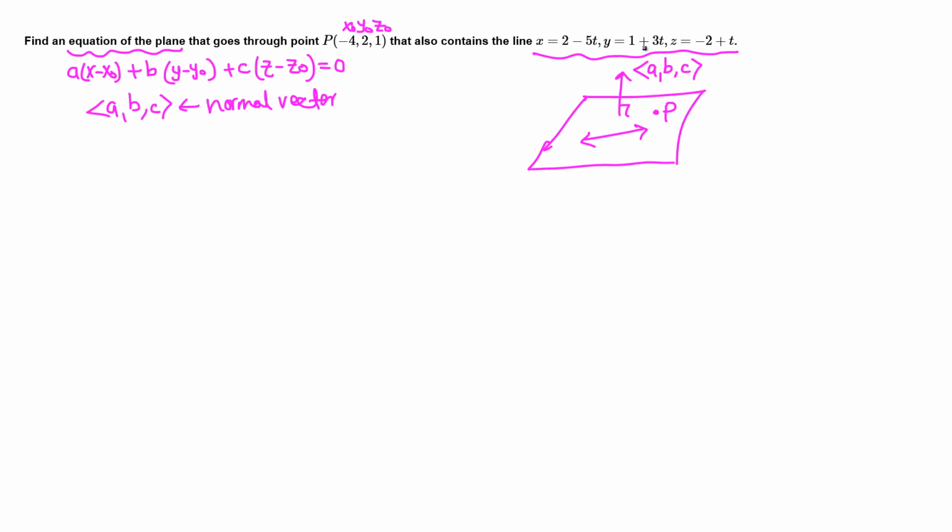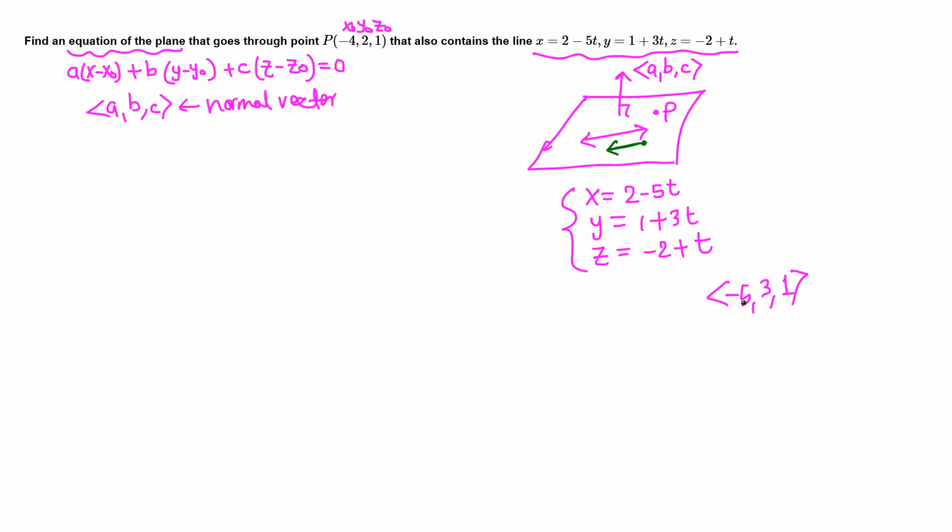Looking at this equation, we have x equals 2 minus 5t, y equals 1 plus 3t, and z equals minus 2 plus t. This is the parametric form of lines. We know that these numbers, -5, 3 and 1, are a direction vector for this line. So for this line we know a direction vector now, just a direction vector.